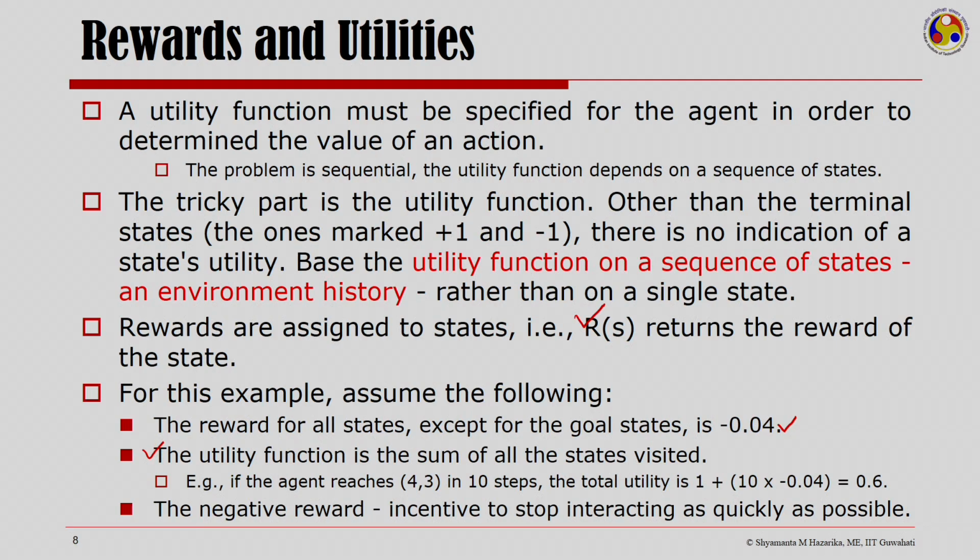So, for example, if my agent reaches 4,3 in 10 steps, then the total utility would be 1 plus the 10 steps it has visited, which each had a reward of minus 0.04. That would be reduced from 1 and I would have a total utility of 0.6. I can also make provisions for negative reward, that is an incentive to stop interacting as quickly as possible.